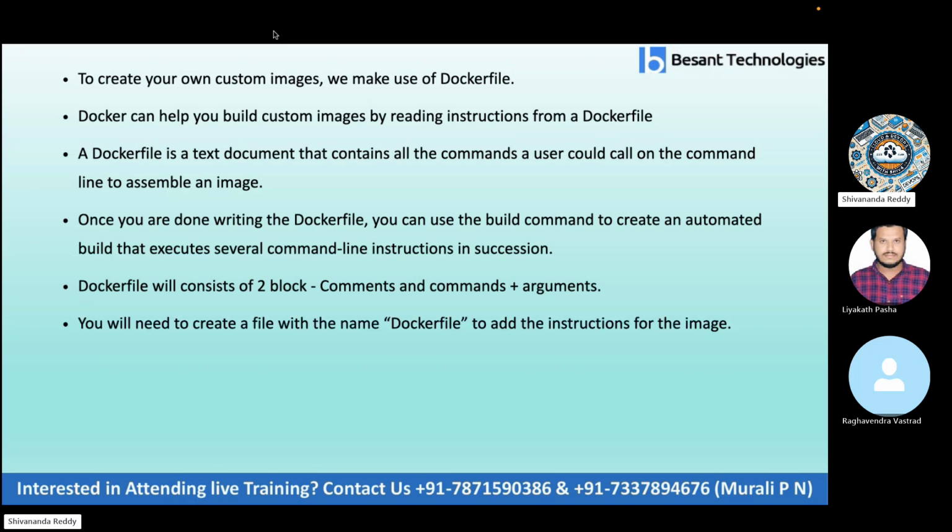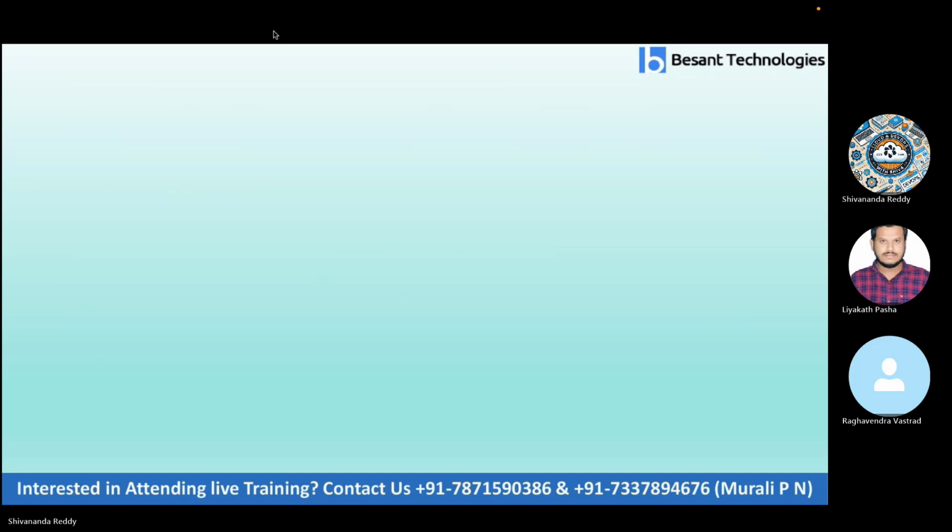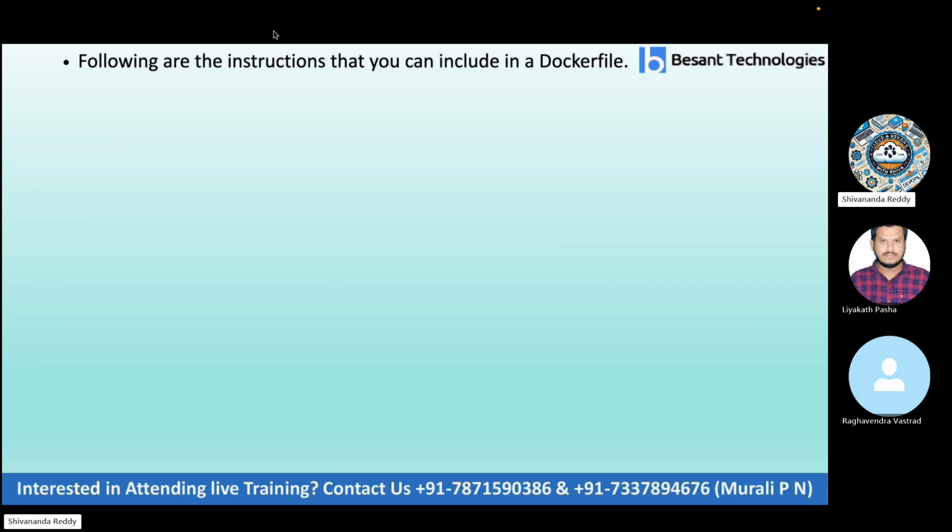You will need to create a file with the name Dockerfile only. Either capital D or small d, anything is fine, but the file name must be Dockerfile only. So to add the instructions for the image, the following are the instructions that you can include in a Dockerfile. The first thing is FROM.